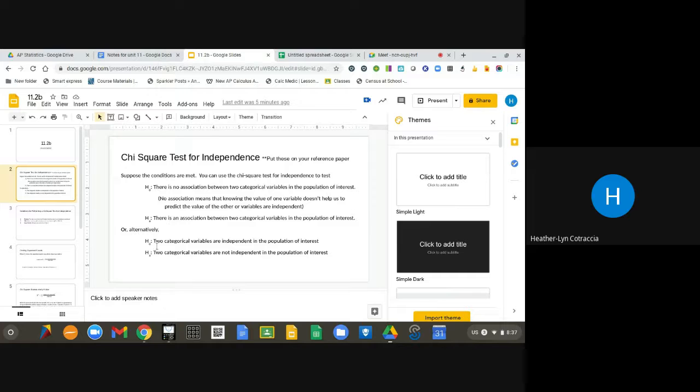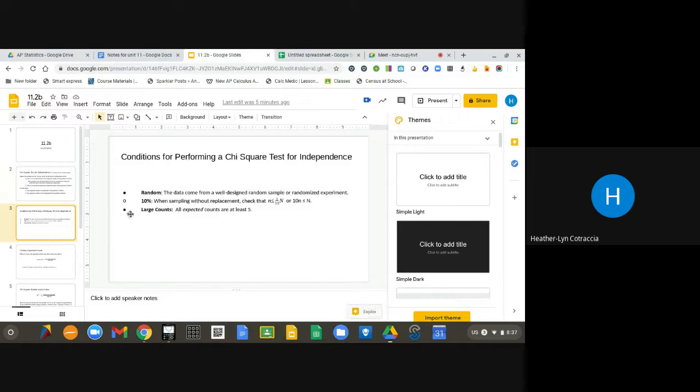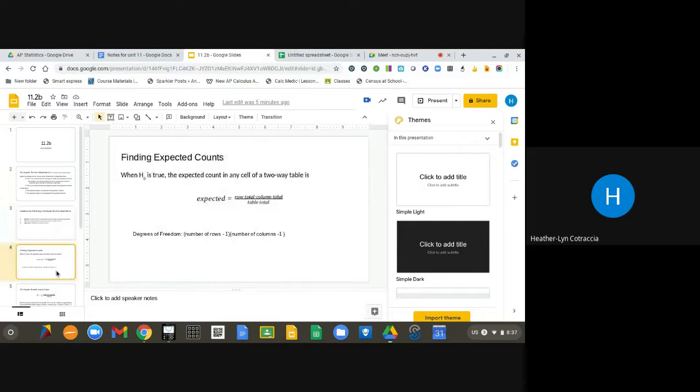Okay, so again, if you can just know that the null always starts with that they are independent, and then if they are independent, that means no association. Okay, then we're going to talk about your conditions. No surprises here, hopefully. So you've got your random, your 10%, and your large counts. And again, large counts have to be at least 5, and do not round those large counts. Finding large counts, this has not changed from homogeneity.